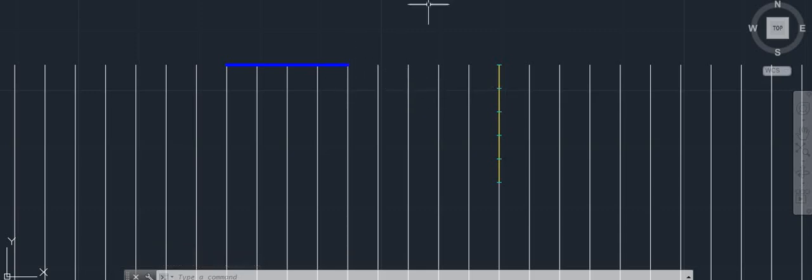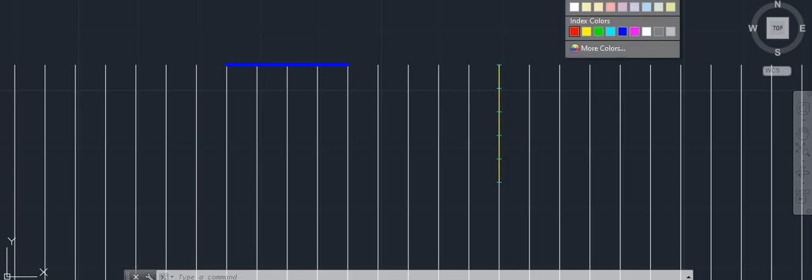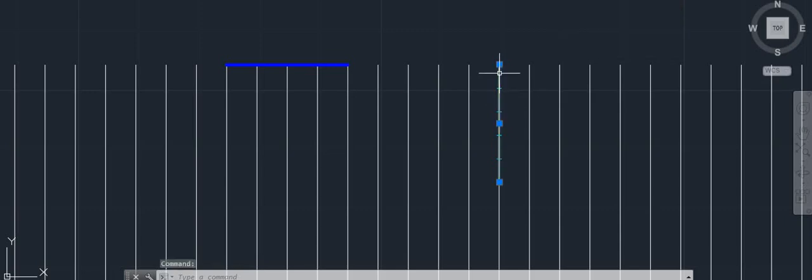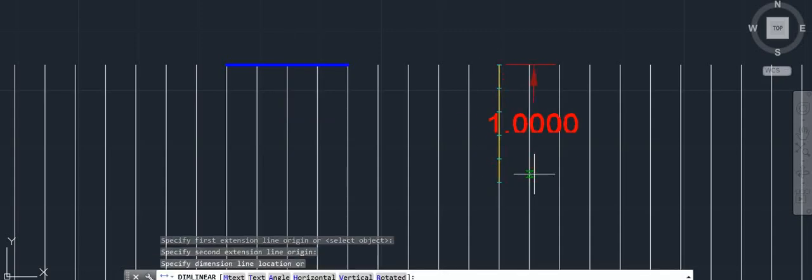Now we divide the yellow line into 5 also. So you can see 1, 2, 3, 4, 5. The white vertical lines are 5, 1, 2, 3, 4, 5, including this one. And we also divide the yellow line into 5. So we measure again. This is 1 inch.